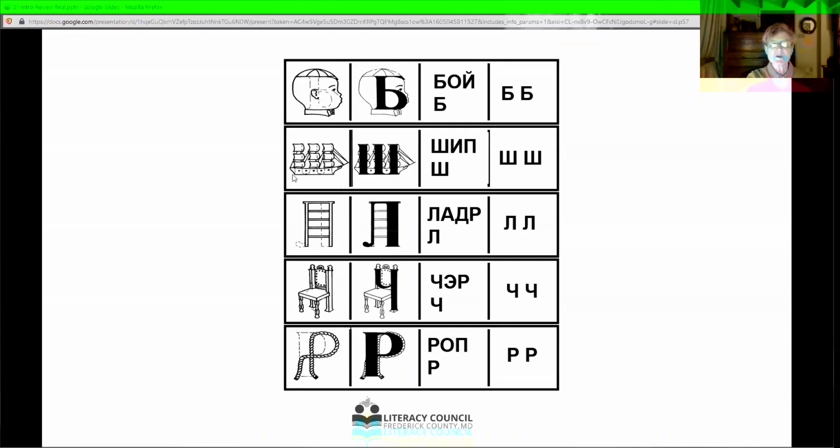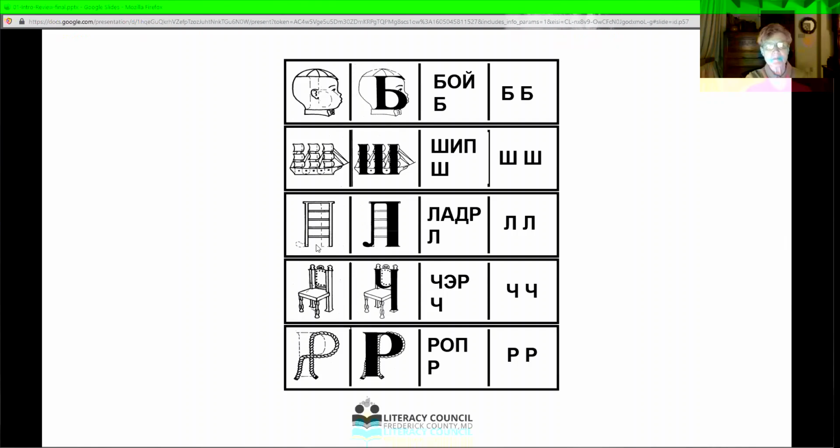This is a ship. Say ship. Ship. This looks like a ship. Say ship. Ship. This is the word ship. Read ship. Ship. Ship begins with the sound sh. Say sh. Sh. Again. All right, that's good.